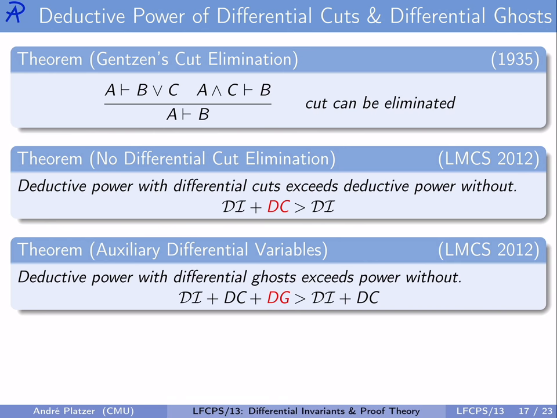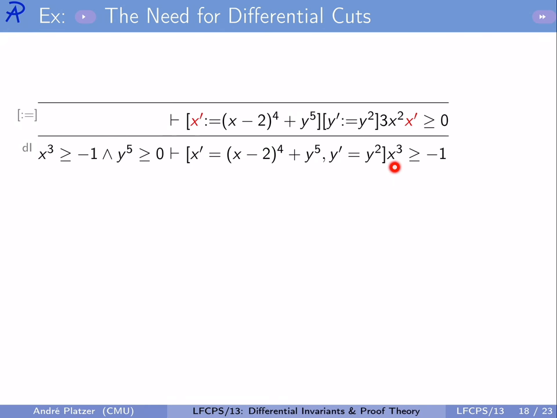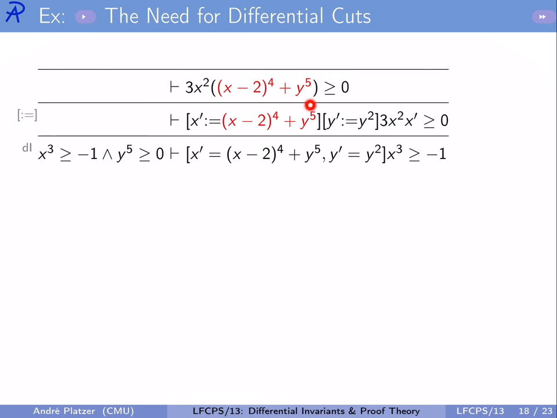Let's just shortly convince ourselves why differential cuts can be helpful without going down the rabbit hole of the actual proof. Well, here's a question, whether x cubed is greater than minus 1, when we follow this differential equation, and we could try to prove it by differential invariants, but we will fail because x cubed derived gives us 3 x squared x prime. That, if you plug in the right-hand side of the ODE for the left-hand side, gives us the question that inherently involves y by way of y power 5.